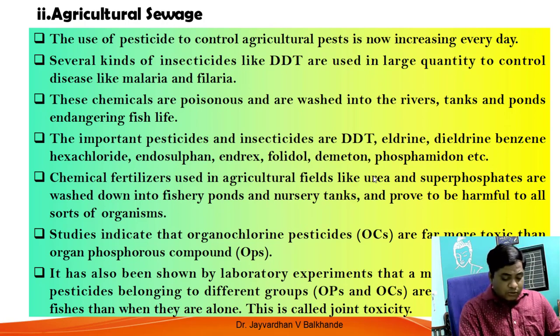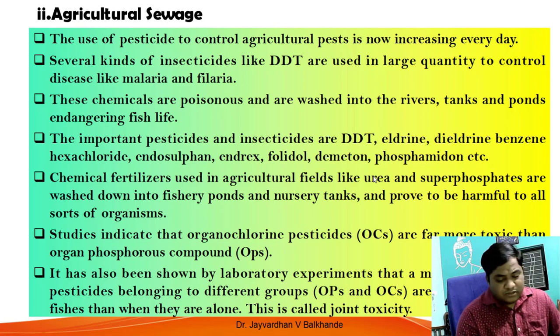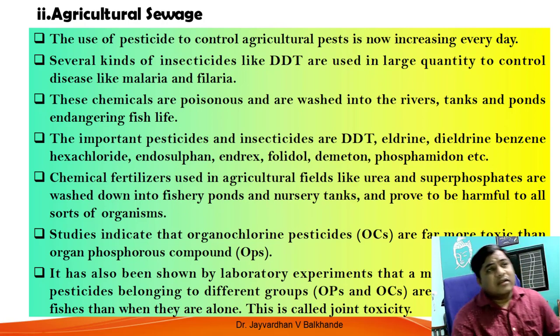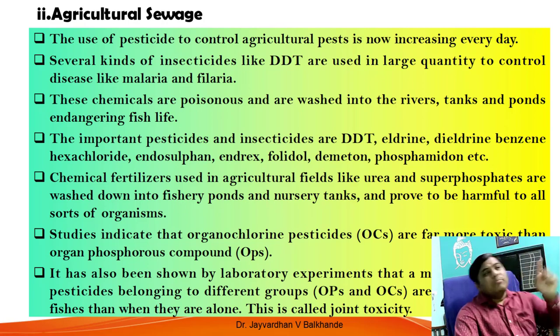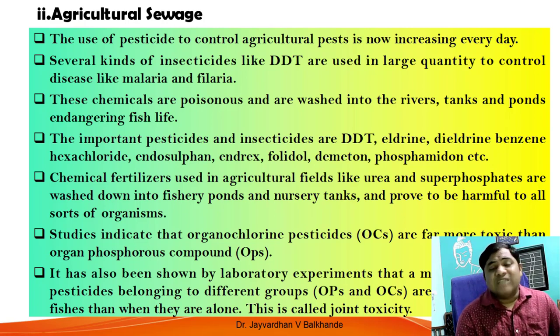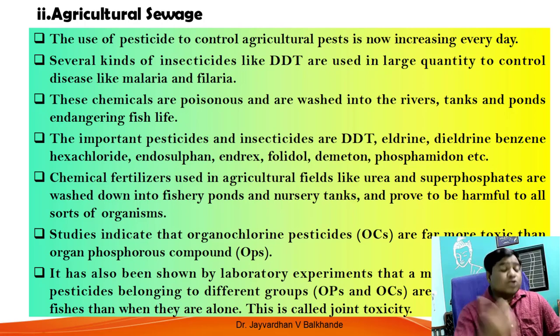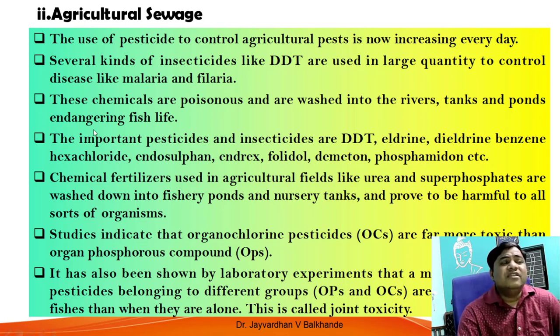We know that a number of diseases are present nowadays, and particular pests cause these diseases. To control them, a number of pesticides are used day by day, and several kinds of insecticides like DDT are used in large quantity to control diseases like malaria and filaria. So again, mosquito control. These chemicals are poisonous and are washed into rivers, tanks and ponds, endangering fish life.